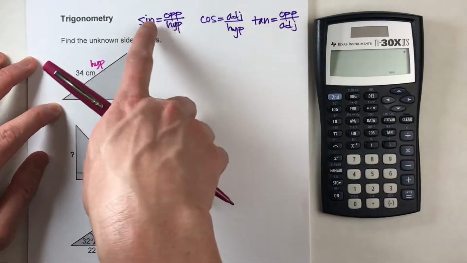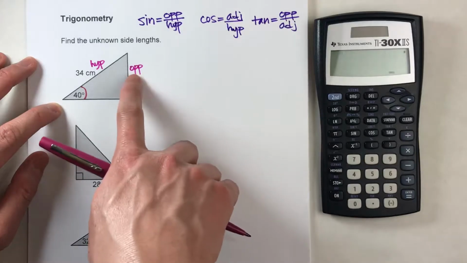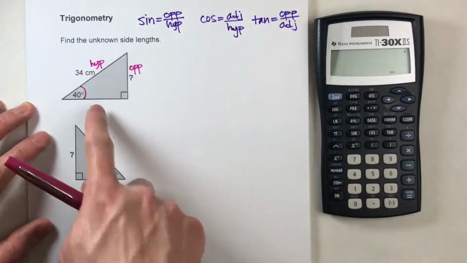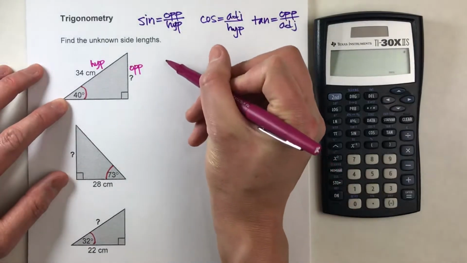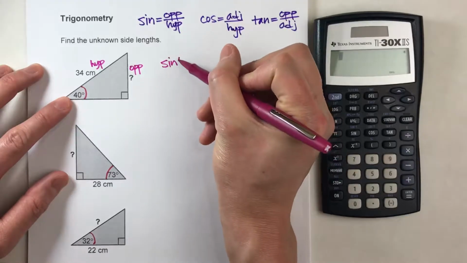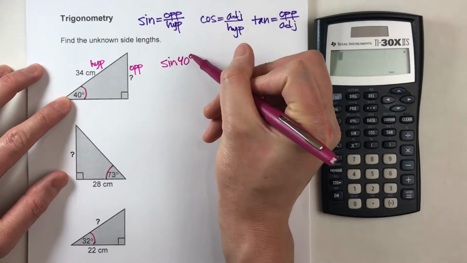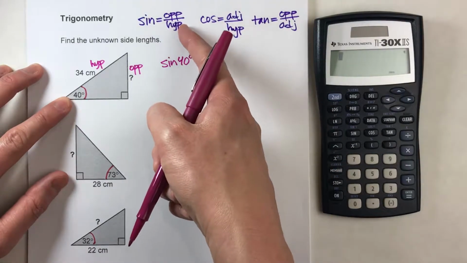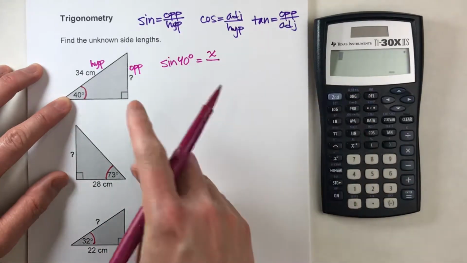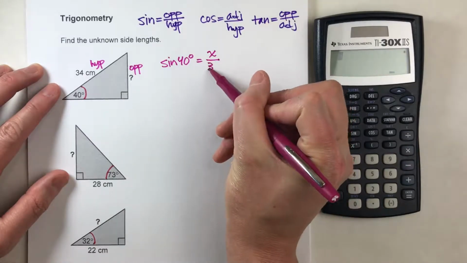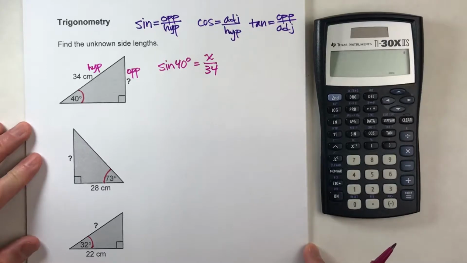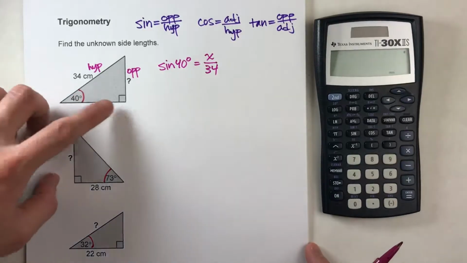And if you look at our options, only one ratio uses the opposite leg and the hypotenuse, and that would be sine. So to set up an equation for this, I'm going to use sine. The sine of the 40-degree angle is equal to the opposite divided by the hypotenuse. The opposite is the side we don't know, divided by the hypotenuse, which is 34. All right, so there's our equation. We just need to solve it to figure out what the unknown side length is.